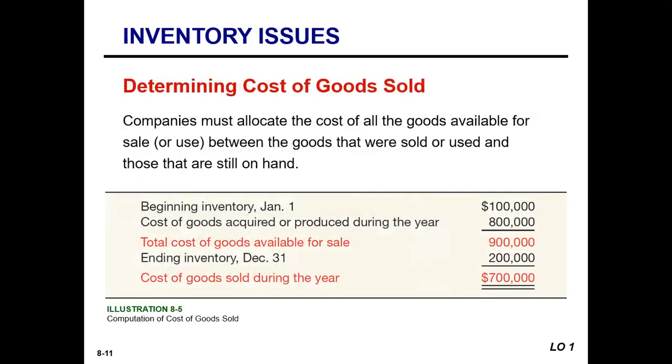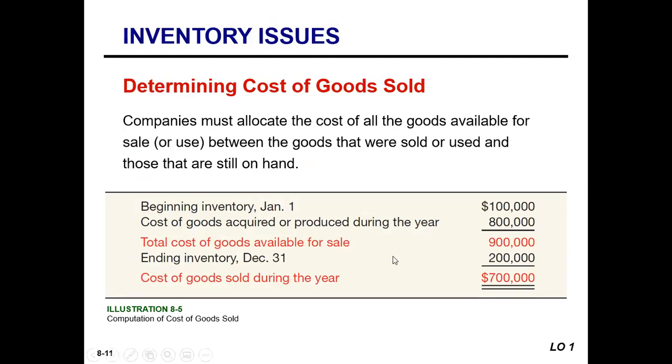All right, so determining cost of goods sold. We can determine cost of goods sold based on these cost flow assumptions, and that's the FIFO, LIFO, and the weighted average method. What we're going to see when we start these calculations is that we're dividing up cost of goods available for sale between ending inventory and cost of goods sold, right? So that's what it's showing us here.